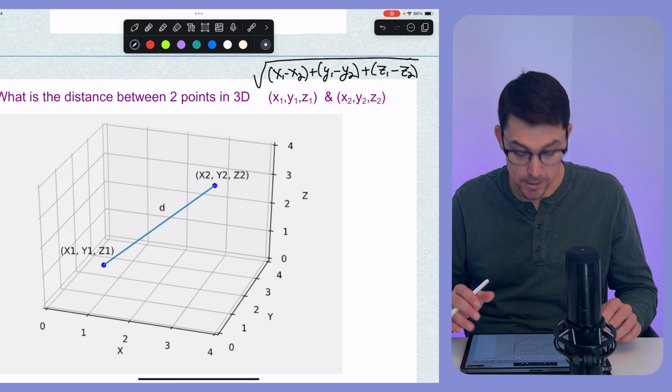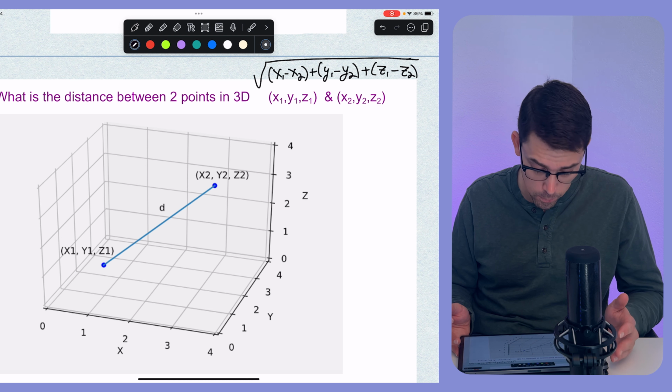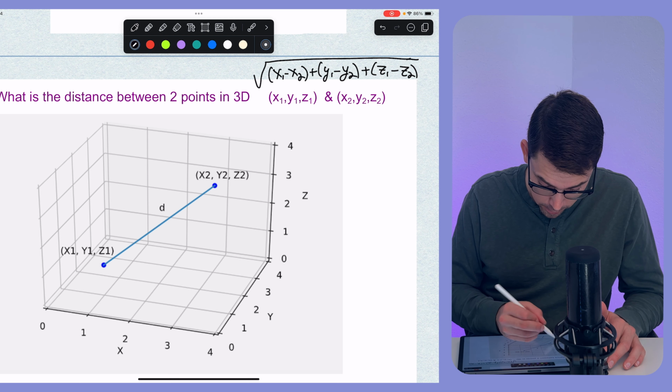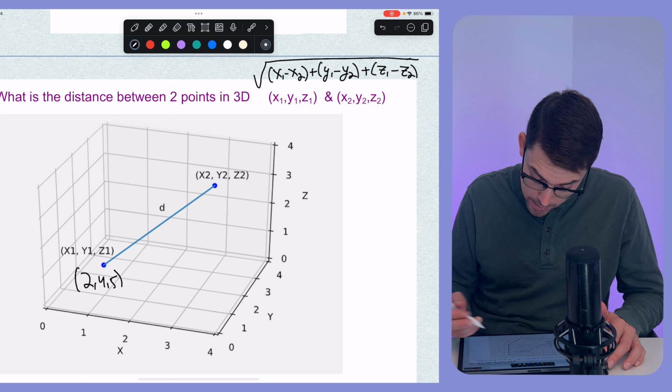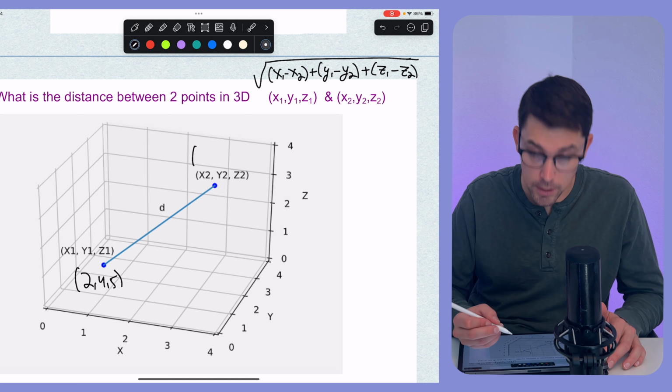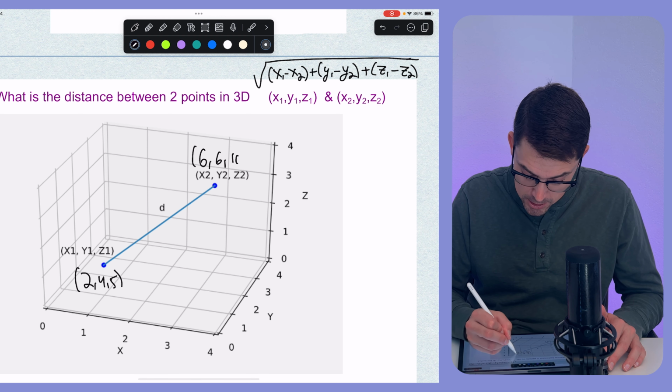So let's say that this first point right here is going to be 2, 4, and then 5. Let's say we're going to call x2, y2, z2. Let's say we'll call that 6, 6, and 10. Okay, let's just say that's given to us.